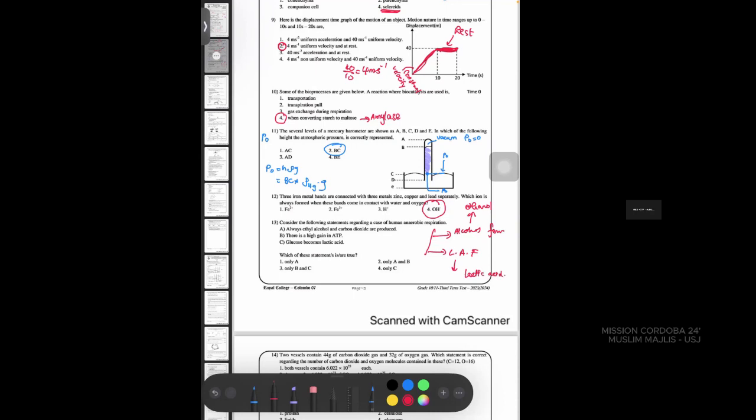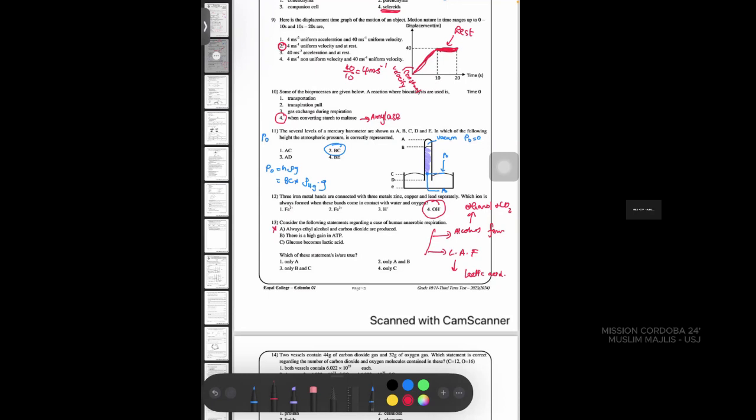So here, always ethyl alcohol and carbon dioxide are produced. That is false. Not always, no. Sometimes lactic acid fermentation will take place, sometimes alcohol fermentation will take place. There is no rule to say that always alcohol fermentation will take place. So therefore this is wrong.